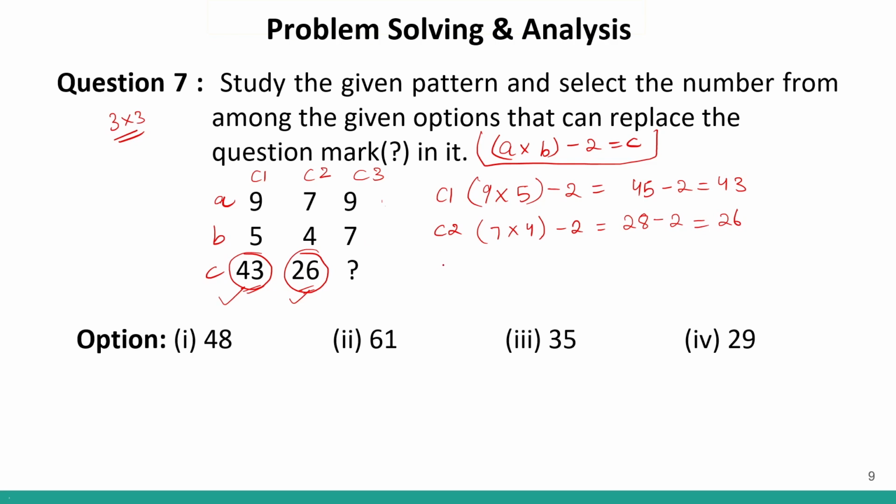So now I'll put the same operations for column number 3. So if I put for column number 3, A into B, 9 into 7 minus 2 will give me C. So 9 into 7 gives me what? It gives me 63. And if I subtract 2 from it, this will give me 61. So the correct answer to this question will be option number 2, 61.